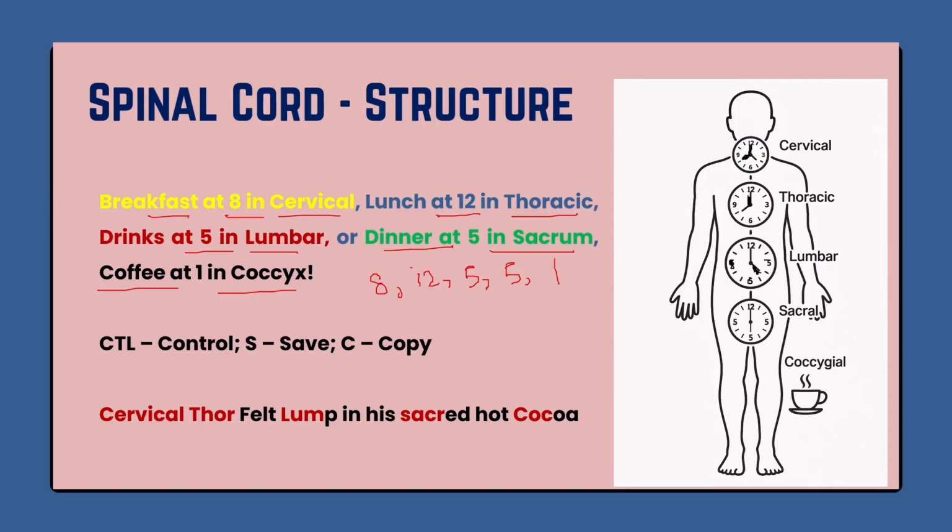First is, if you take all the first letters, what do you get? You get cervical, thoracic, lumbar, sacral, coccygeal, right? You can remember it as control, save and copy. CTL for control, save and copy. C stands for cervical, T for thoracic, L for lumbar, S for sacral, and C for coccygeal. If not, I have another technique for you.